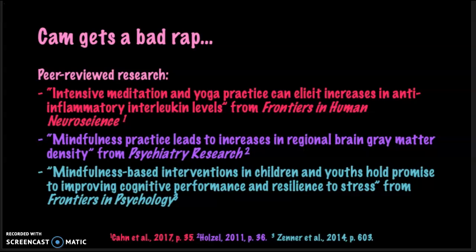Some people use alternative therapies instead of meeting with a doctor and have serious health consequences, and sometimes pseudoscience enters mainstream media. Therefore, CAM has a very bad reputation in some healthcare circles, but peer-reviewed research supports the use of CAM. Here are some quotes about yoga and meditation. When you think CAM, think also prevention.